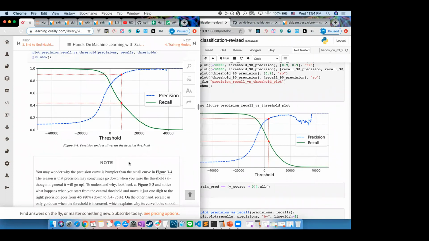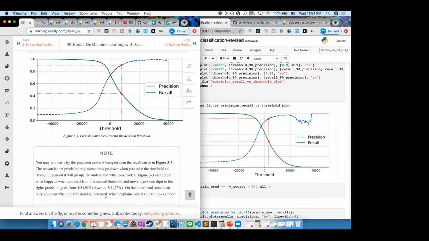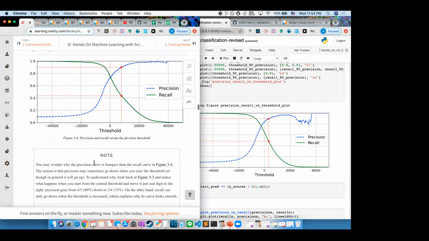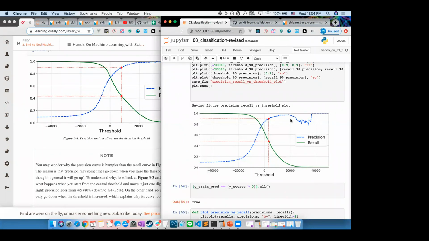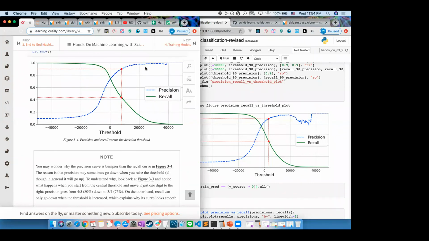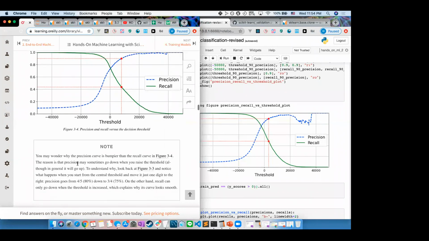And he actually brought up a very important point here. He says, you may wonder why the precision curve is bumpier than the recall curve. And you see here, these are the bumpier parts. And you also see it here, although it's not very obvious. But the reason is that the precision may sometimes go down when you raise the threshold.